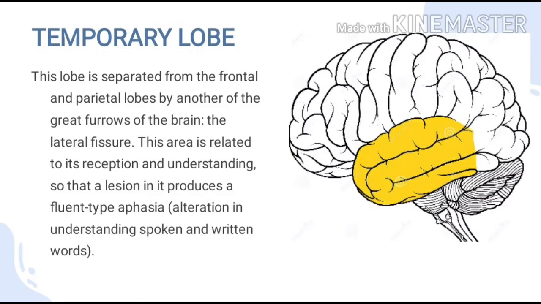Temporal lobe. This lobe is separated from the frontal and parietal lobes by another of the great furrows of the brain, the lateral fissure. This area is related to auditory reception and understanding. Damage to it can produce a fluent aphasia, an alteration in understanding spoken and written words.